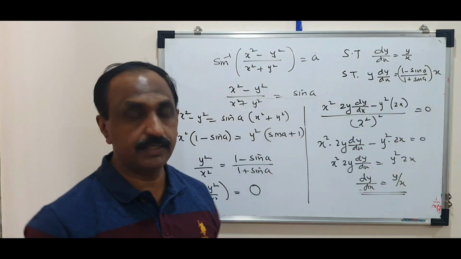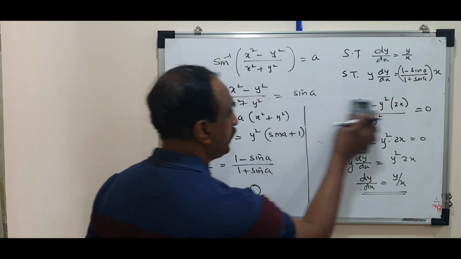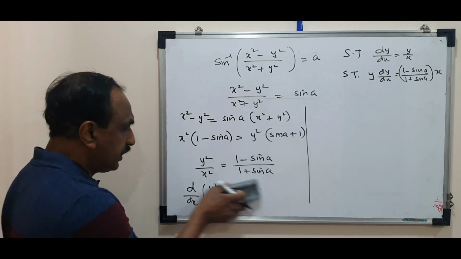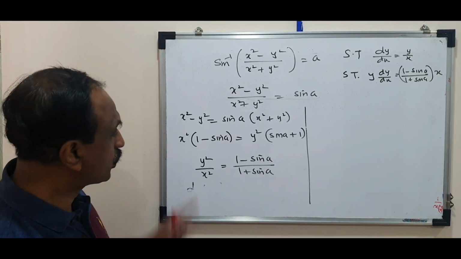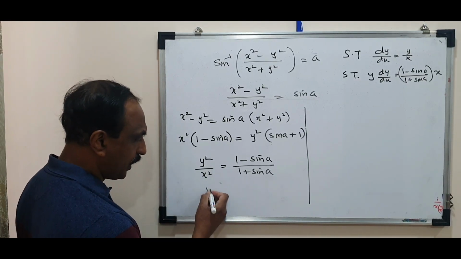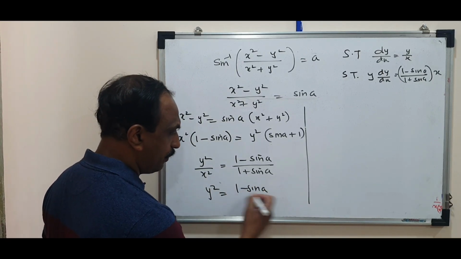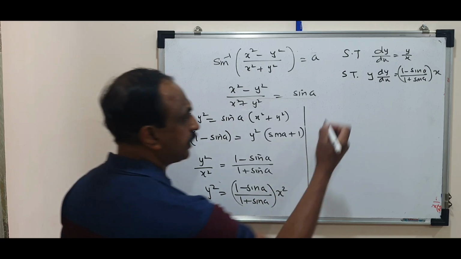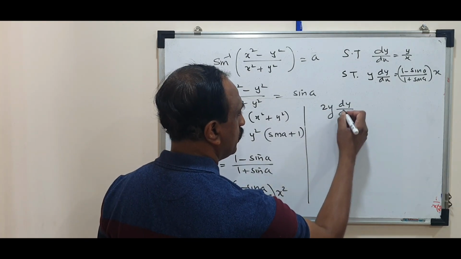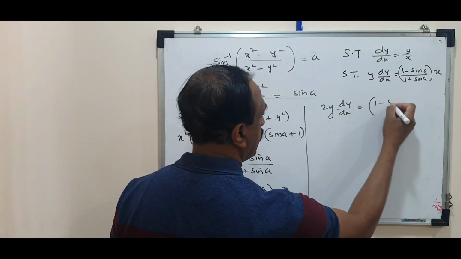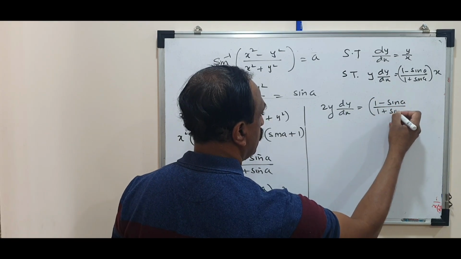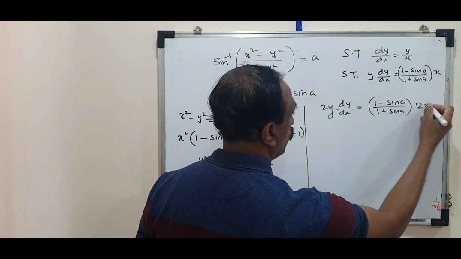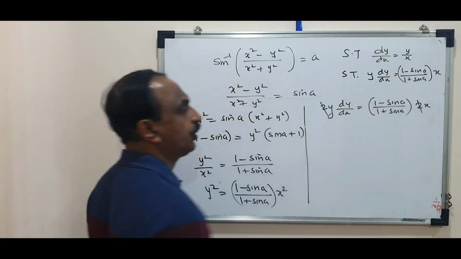Now I want a to be present in the answer. If I want a to be present in the answer, then I will change the steps over here. What I will do is, from this step onwards, I will make y square the subject. So what is y square? 1 minus sin A upon 1 plus sin A into x square. If you differentiate this, 2y dy by dx equal to 1 minus sin A upon 1 plus sin A. This is a constant. Constant will remain as it is into derivative of x square. You will get 2x, and 2 and 2 got cancelled and you got your answer.